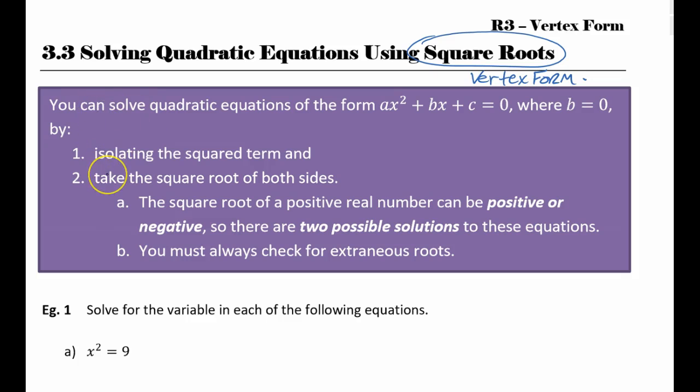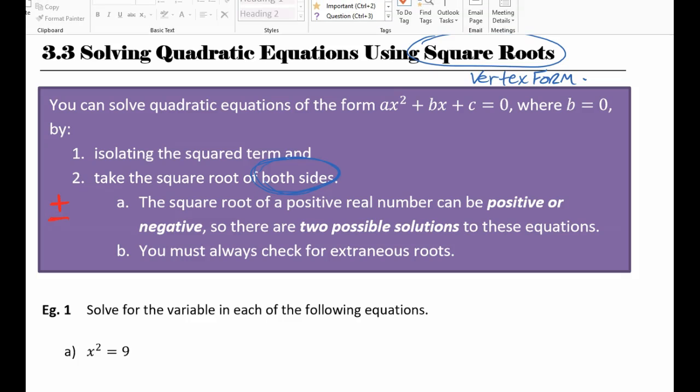So our steps, once we have it in vertex form, we need to isolate the squared term. Then we need to take the square root of both sides, okay? The square root of a positive real number can be positive or negative, so there's always two possible solutions, either the positive or the negative. So you're going to see a symbol like this, plus or minus. That's indicating that it could be one or the other. And then you must always check that these actually work when we plug our values back in.